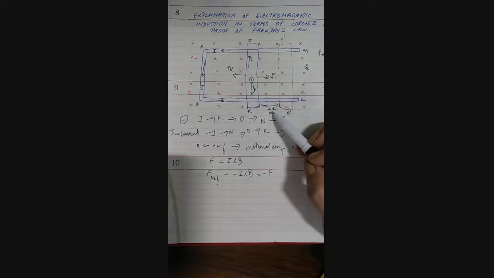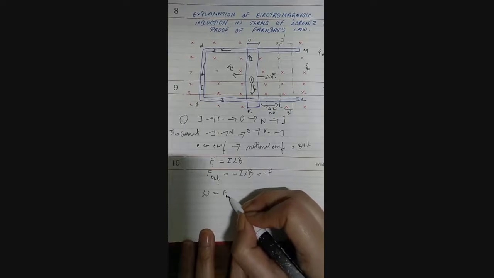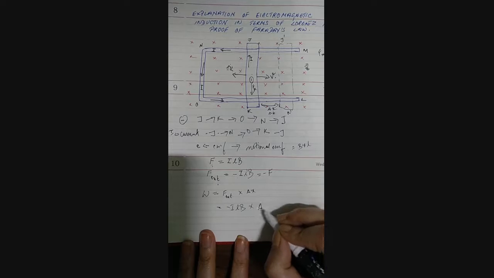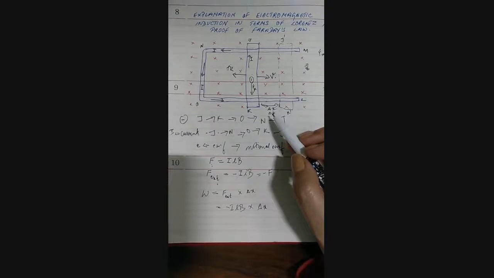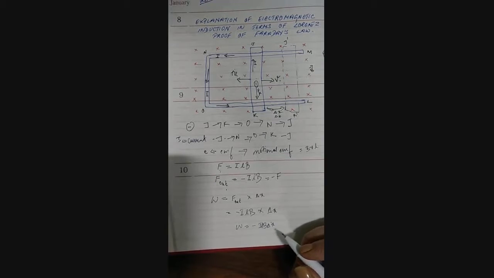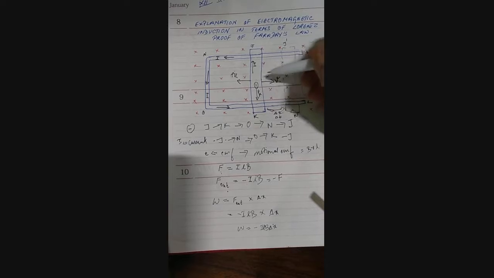Now to make the rod move from this point to this point, some work has to be done. The work done will be equal to the external force applied into displacement. The external force is minus I L B, into displacement del x. So I can simply write W equals minus I L B del x. This is the work done in making this conductor move from this point to this point.